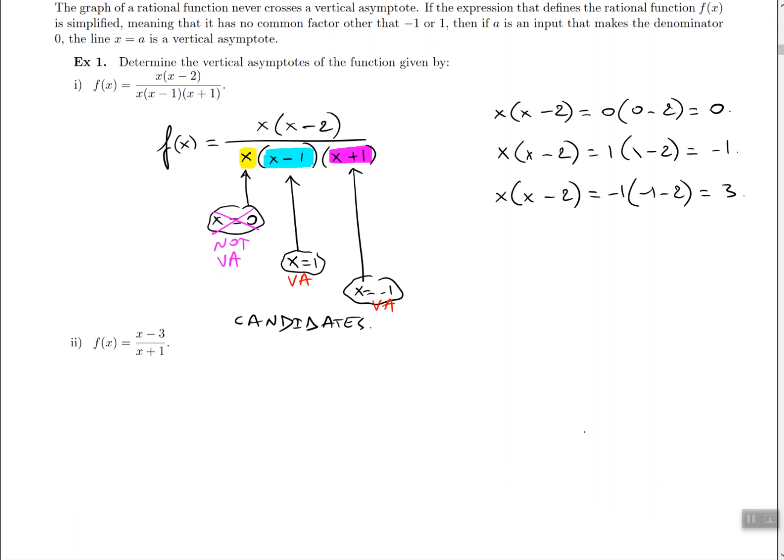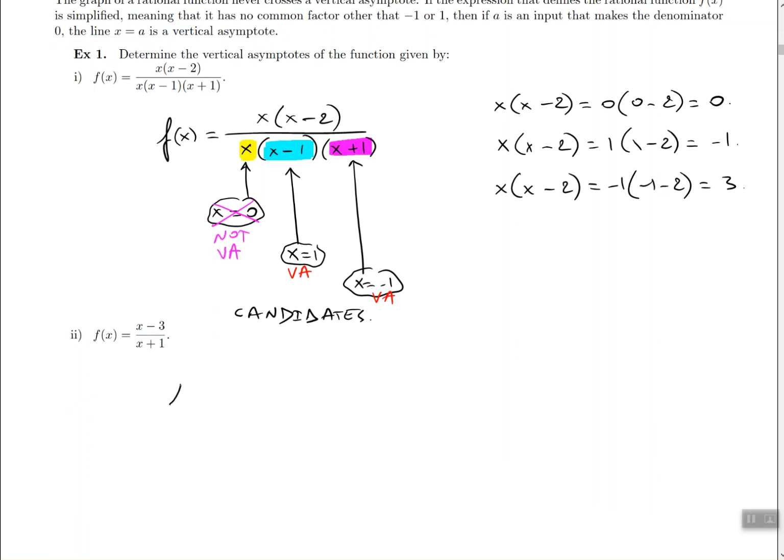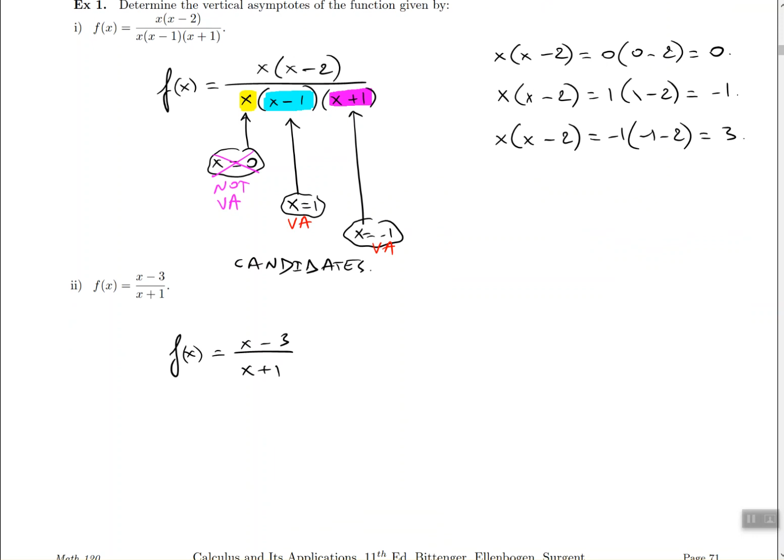If you take a look at the second problem, you've got f of x equal to x minus 3 divided by x plus 1. So what's the candidate? Well, look at the x plus 1 and decide what makes it 0, meaning the root. The root is negative 1. So this is your candidate. This is the number that you're testing to see if it has a VA or not. How do you test? You take x minus 3, the numerator, and you plug in negative 1. So I get negative 1 minus 3, which is negative 4.